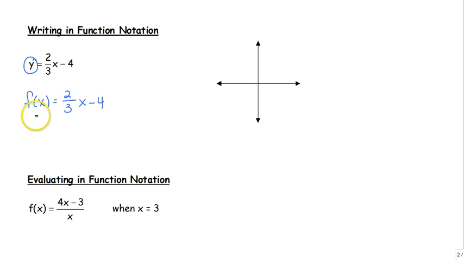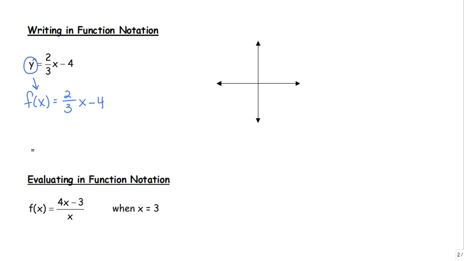This is telling me that my function is a function of x. So the only change in going from slope-intercept form to function notation is instead of having a y, I'm going to have f of x showing that my x is my input. It is a function of x.